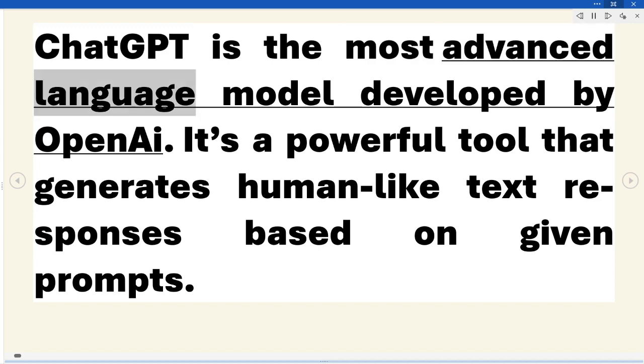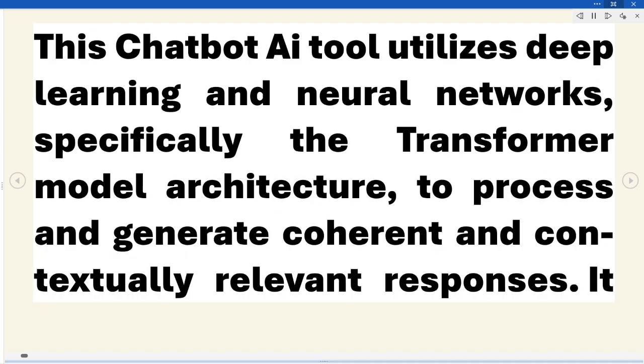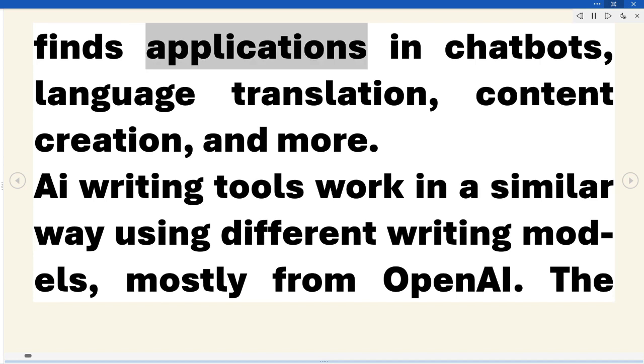How to avoid plagiarism while using ChatGPT and AI tools. ChatGPT is the most advanced language model developed by OpenAI. It's a powerful tool that generates human-like text responses based on given prompts. Trained on a vast amount of data, it can understand and engage in conversations, provide information, and assist with various tasks. This chatbot AI tool utilizes deep learning and neural networks, specifically the transformer model architecture, to process and generate coherent and contextually relevant responses.